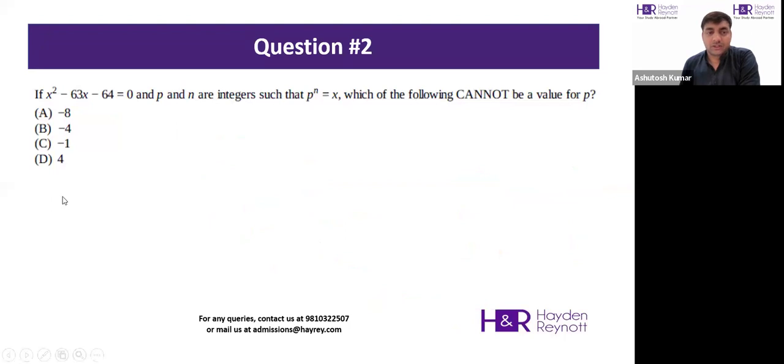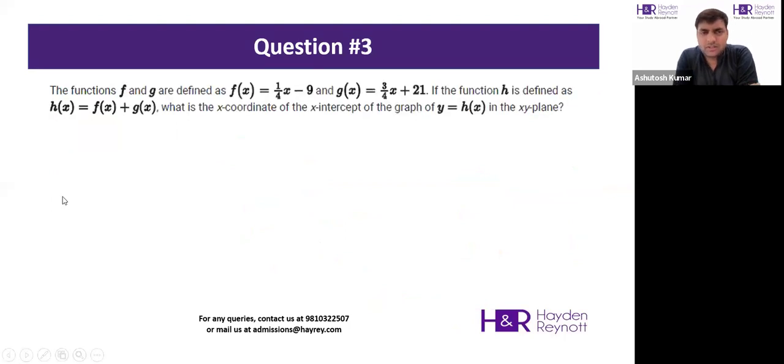The third question that we can understand here is this. This question is related to the functions, right? It's a linear function. There are two functions given, fx and gx. Fx is given as 1 by 4x minus 9. Gx is given as 3 by 4x plus 21. If the function h is defined as hx is equal to sum of f and g, what is the x coordinate of the x-intercept of the y is equal to hx in the xy plane?